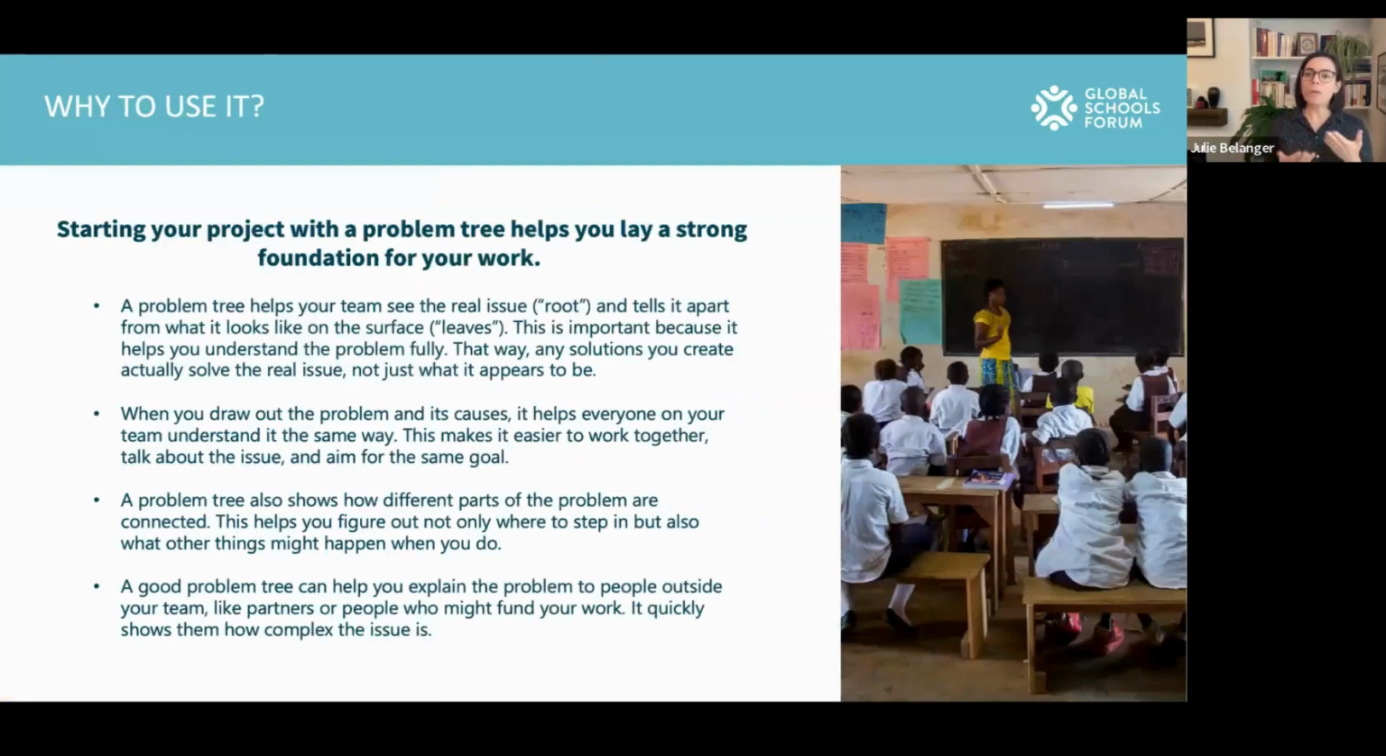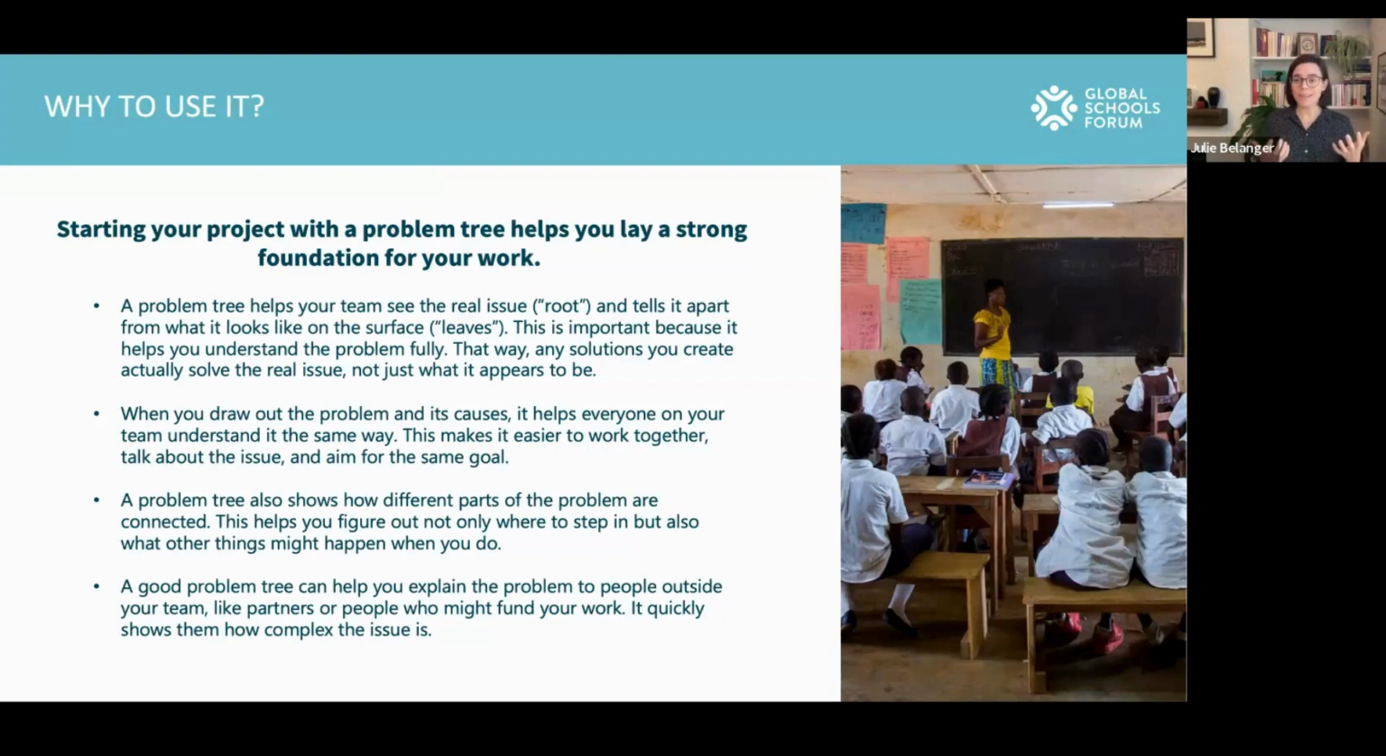Now, this will help you lay really strong foundations for your work going forward. It really is one of the initial steps. It helps your team see the real issue, what's at the root of your problem. What are the root causes of your problem? It helps you tell apart those root causes from what you see on the surface and what some of the outcomes of those root causes might be. And that's important because as you're designing your solution, you have to make sure your solution is targeting those root causes, not just those surface outcomes of your problem.